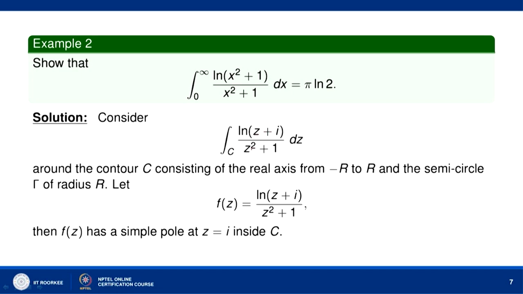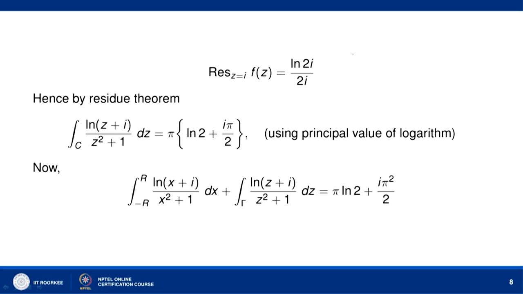So, the integral over C of ln(z + i) over z² + 1 dz around the contour C consisting of the real axis from minus R to R. So, that contour is the same as we have been considering earlier. So, minus R to R, and this is 0, the origin. A semicircle Γ, we are moving anticlockwise, and the function f(z), which is ln(z + i) over z² + 1, has simple poles at z equal to plus minus i. But out of these two simple poles, only one pole at z equal to i lies inside C. So, we will consider the residue of f(z) at z equal to i only.